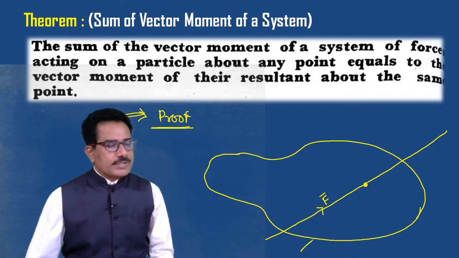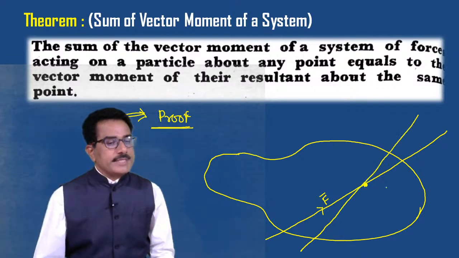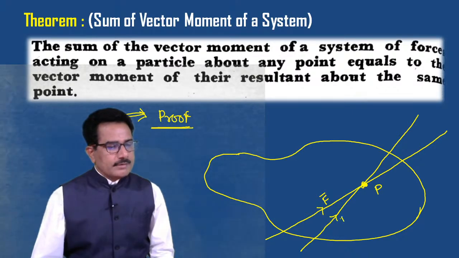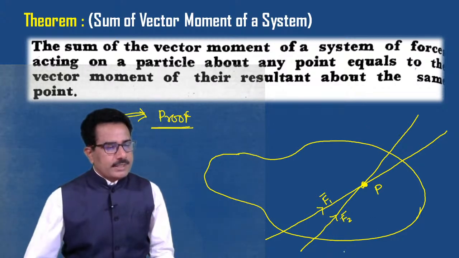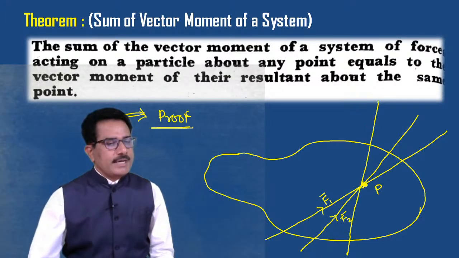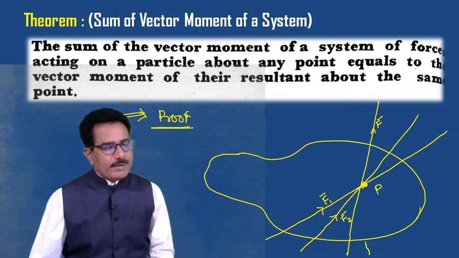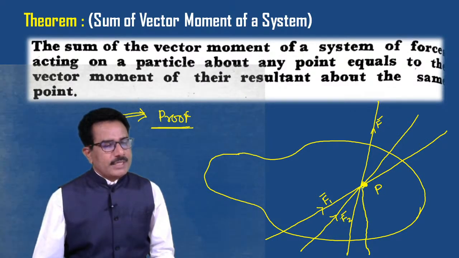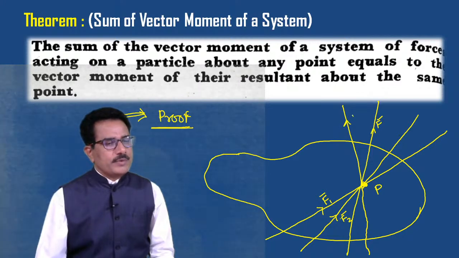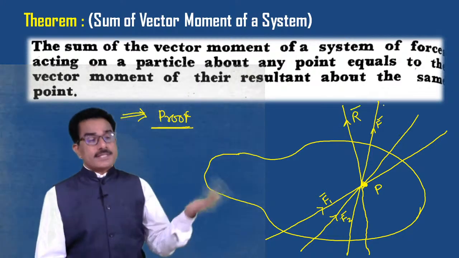Then another force, which is acting at a point, is considered as F2 bar. Next, the third force is considered as F3 bar. And in this way, up to Fn bar. Then we consider the resultant of these forces to be R bar. R bar is the resultant of these forces.